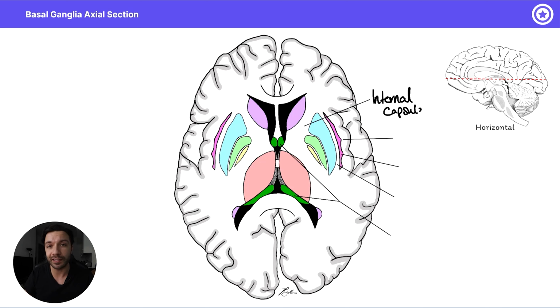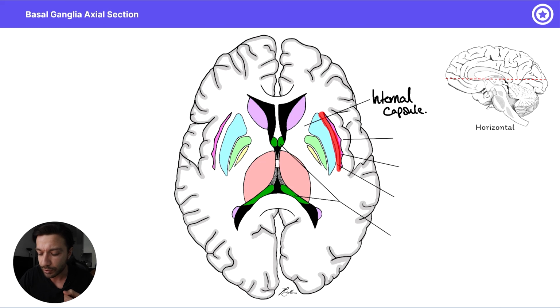And you'll notice that the internal capsule has this very distinctive V shape when we're viewing it horizontally compared to when we're viewing it coronally. So now we'll move just outside the corpus striatum and identify those two other white matter bundles and that sheet of gray matter. So we talked about this being the external capsule.